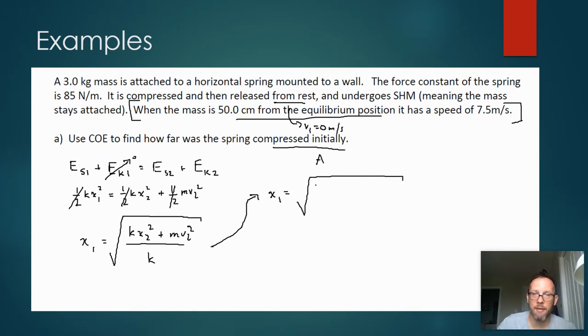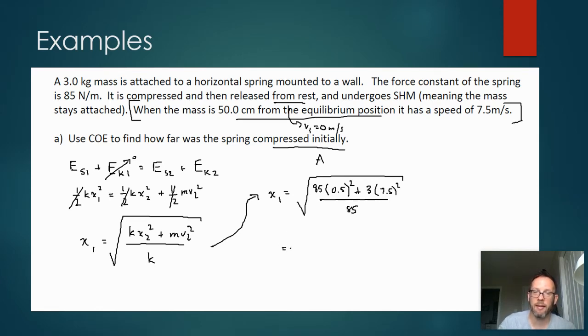So what do we have? We have 85, got to be careful, that is 85 newtons per meter. The 50 centimeter stretch we're given, we need to put that in meters, so 0.5 squared, plus the 3 kilogram mass, 7.5 squared, divided by the spring constant.